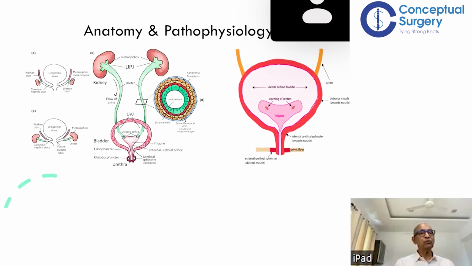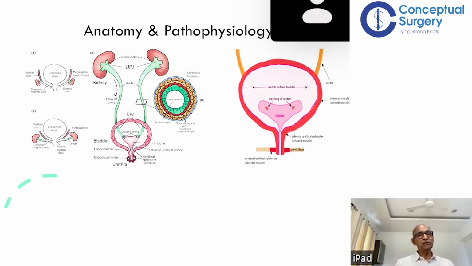That means pronephros is in the embryo, in the cervical region, and mesonephros is in the thoracic and upper lumbar region, and metanephros goes down further from the upper lumbar into the pelvis, right? So that is how they are placed in the developing embryo, right? It all takes place somewhere between the 4th to 6th week of embryonic development.